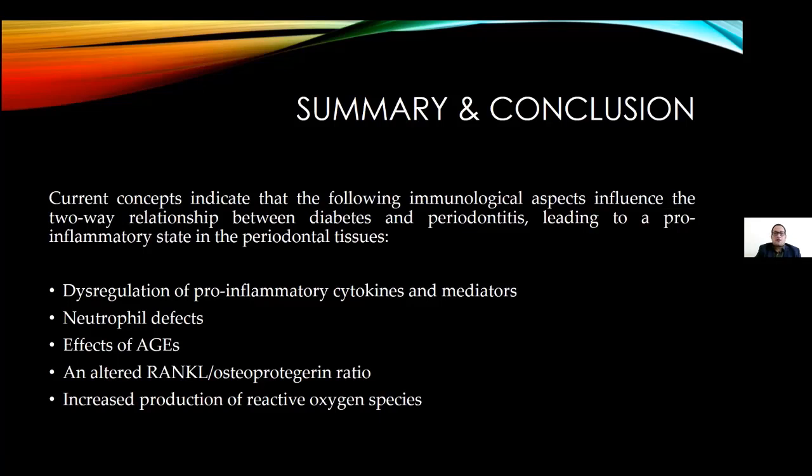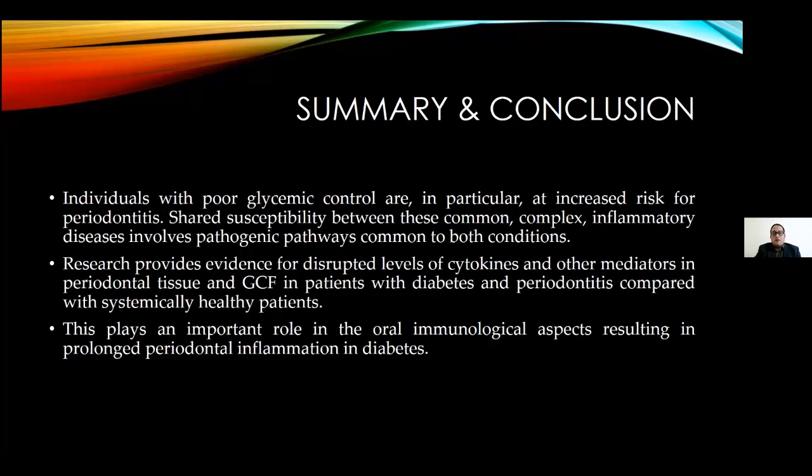These were the immunological aspects which we dealt with in the entire presentation, which is very important for us to consider. The presentation has basically been an overview because there is enough and more data which is at times humanly impossible to fathom. But we also need to consider that individuals with poor glycemic control are at increased risk for periodontitis, and there is a shared cross-susceptibility between these two diseases because inflammation is the common pathway. Research has provided evidence that this disrupted level of cytokines and other mediators in periodontal tissues and in the GCF is usually more in patients with diabetes and periodontitis as compared to systemically healthy patients. So this plays an important role in the oral immunological aspects, resulting in prolonged inflammation in diabetes.